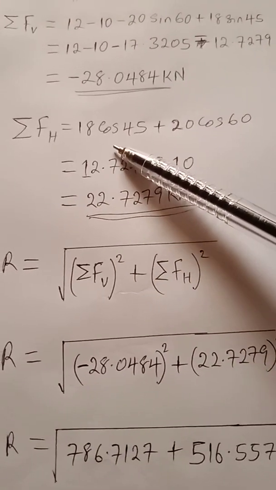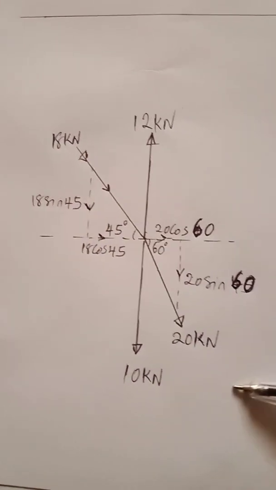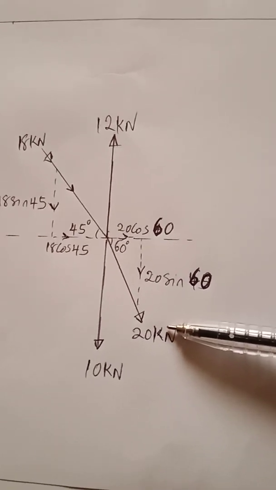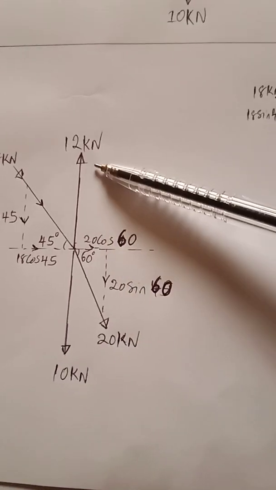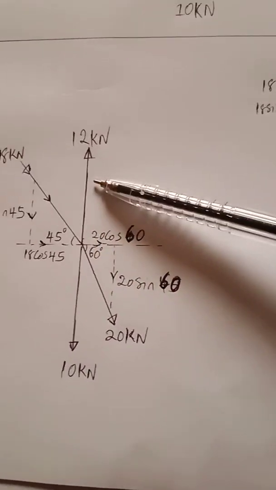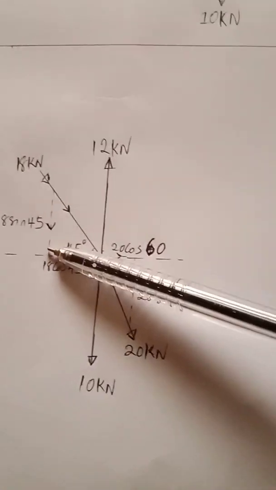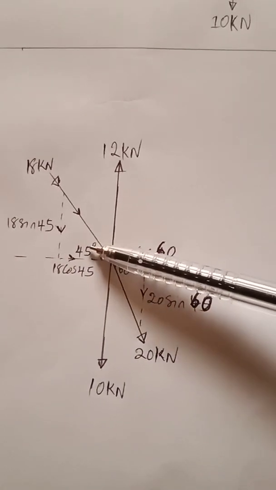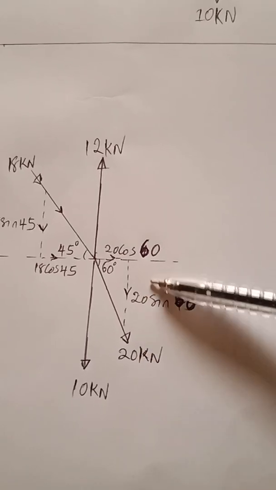So then we do the same for our horizontal forces. So sum of all our horizontal forces. We can see we only have two slant forces here, which is that of 18 kilonewton and that of 20 kilonewton. It is only these slant forces that have horizontal components, because this 12 does not have it and this 10 does not have it. They are only vertical. So we are going to get horizontal from these two alone, which is this 18 cos 45 and this 20 cos 60.